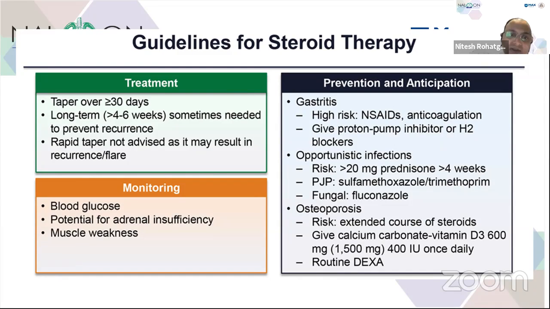So, osteoporosis. Bhattacharya, can I have just 1 more minute or so? Thank you. I'll just finish it up.